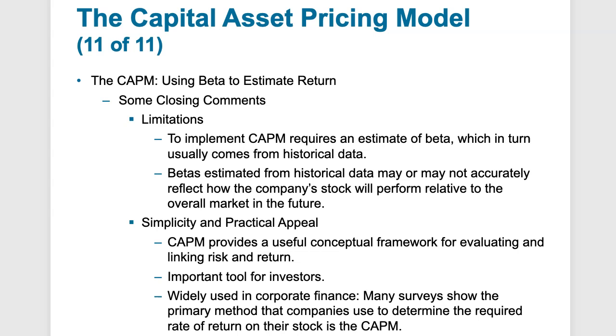Now, there are some limitations to the capital asset pricing model. It requires an estimate of beta, which comes from historical data. Historical data is not an accurate predictor of future data. So the beta we're looking at is based on past data, which may not reoccur. Beta may change, and probably will change, over the next 1 to 5 years. So these estimates from historical data are not going to accurately reflect where the company's stock price will be in the future.